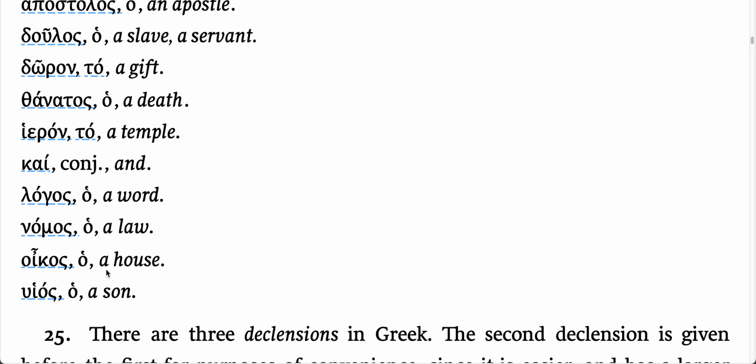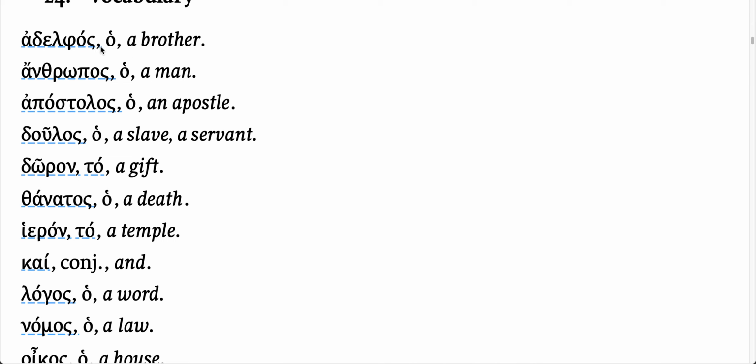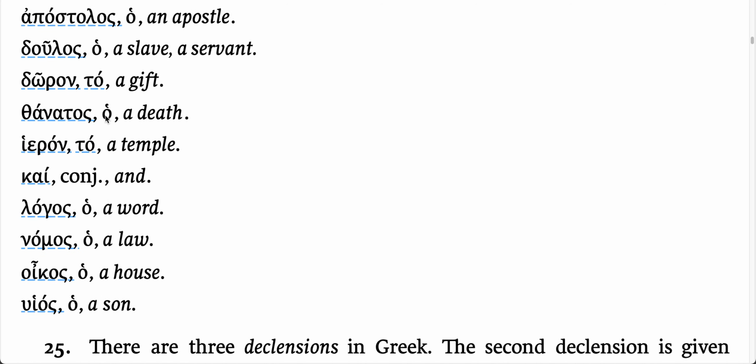Oikos, ho oikos, a house. So a house like a dwelling. And ho huios, a son. So masculine noun, masculine noun, masculine noun, masculine, neuter, masculine noun, masculine, masculine, masculine, masculine. Two neuters in this list, no feminines. There's no feminine nouns in this list. We're going to see feminine nouns in lesson 5. But at this point, we're just being exposed to nouns that are masculine and nouns that are neuter.